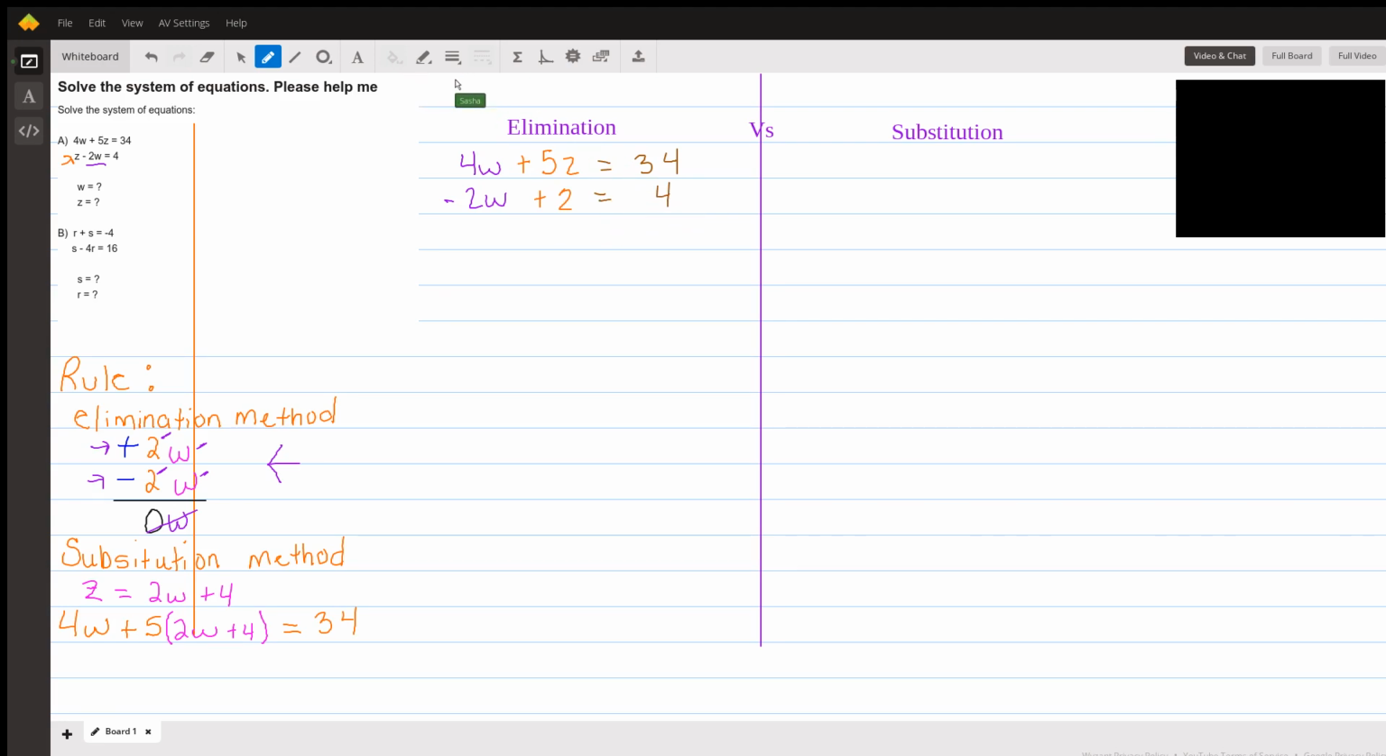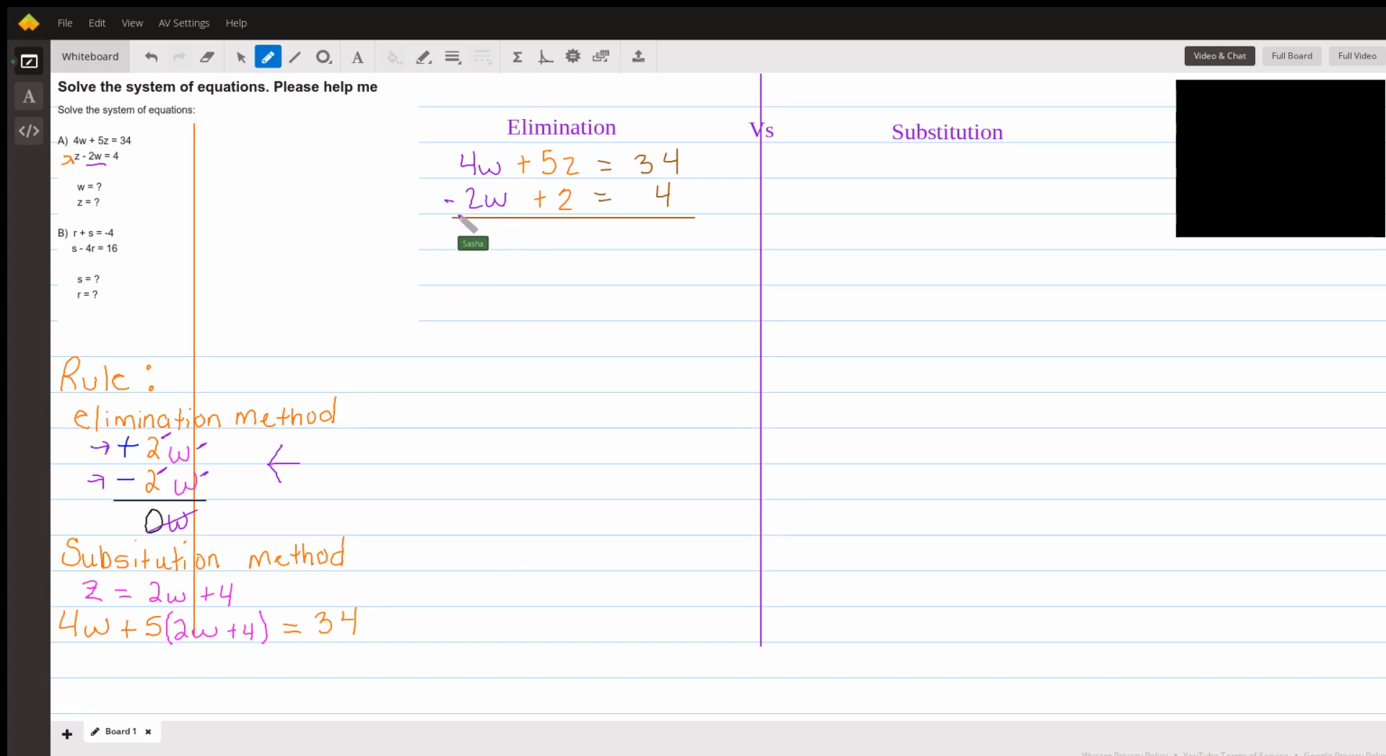Now I'm just going to draw me a nice little line underneath, and I'm just going to combine terms vertically, okay? So let's look at our purple, excuse me. Before I can eliminate, I have to check and see, hey, I need to have a set of terms with the same variable, same coefficient, and different signs. And if I don't have one, guess what? I have to make one.